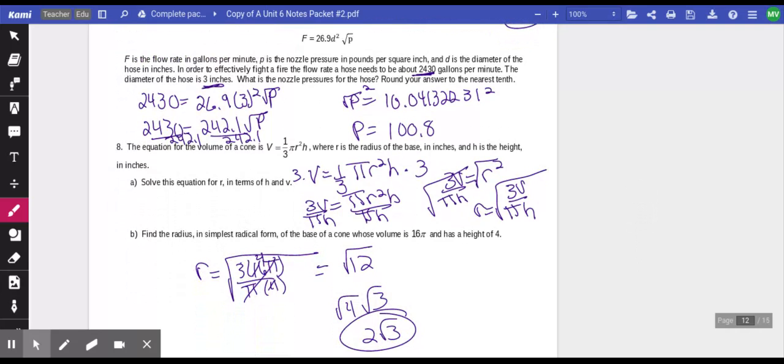Number 8, to solve for R, I need to eliminate the 1/3, so I multiply both sides by 3. I then divided both sides by pi h, which gave me R squared equals 3V over pi h. I took square root of both sides, so R equals the square root of 3V over pi h. For B, I substituted my values. 16 pi divided by 4 pi gives me 4. So 3 times 4 is 12. Square root of 12 is 2 radical 3.